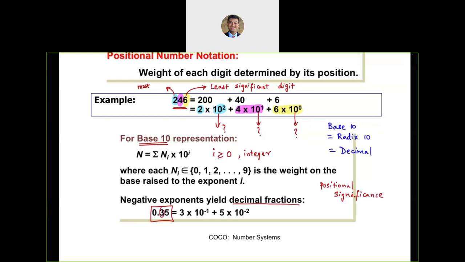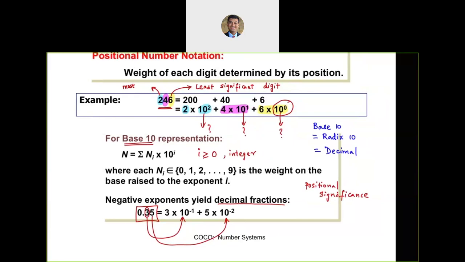Take 3, multiply with 10 raised to negative 1, because we stopped at 0 there, so it starts with negative 1 over there, and then 5 with 10 raised to negative 2. So to put these two together, how do I represent 246.35? Well, you can say this number in base 10, parentheses, subscript 10, can be represented using positional number notation as 2 times 10 raised to 2 plus 4 times 10 raised to 1, 6 times 10 raised to 0, 3 times 10 raised to negative 1, 5 times 10 raised to negative 2.